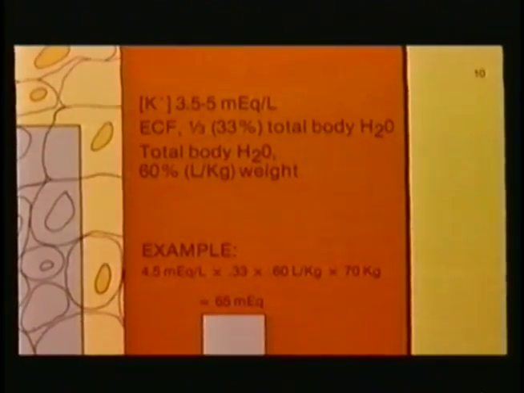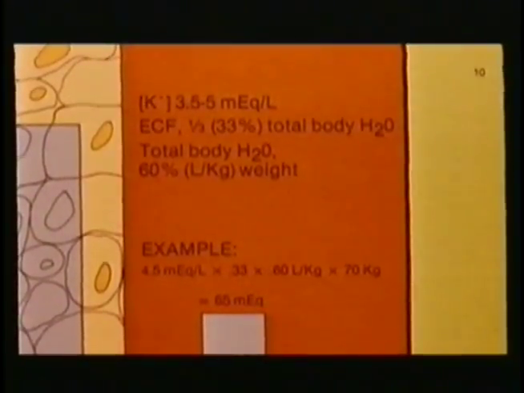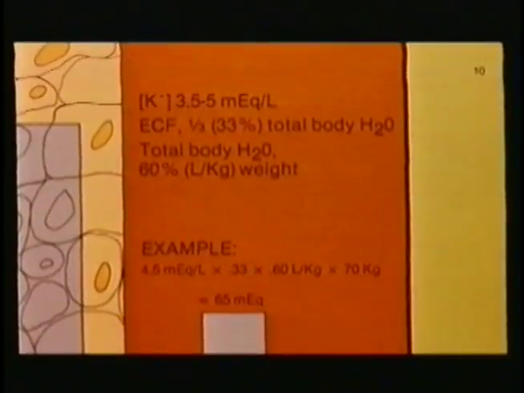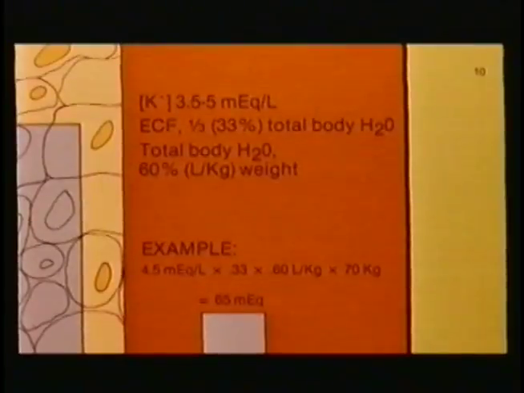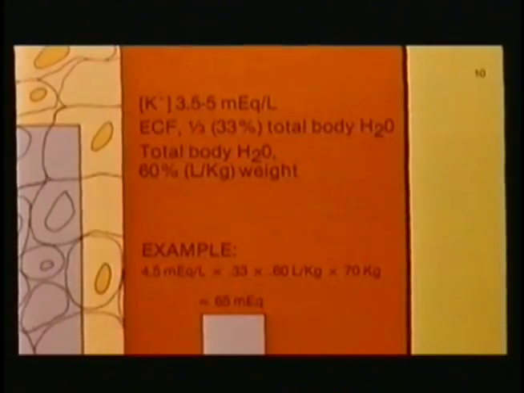Since the volume of the extracellular fluid compartment is about 1/3 of total body water, and total body water is about 60% of total body weight, the amount of potassium in the extracellular fluid compartment of a person weighing 70 kilograms can be calculated to be about 65 milliequivalents. Incidentally, this amount is about equal to the amount ingested and excreted each day.